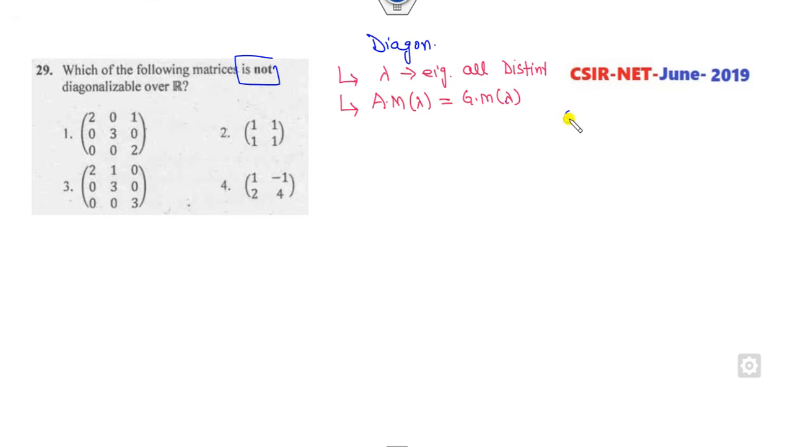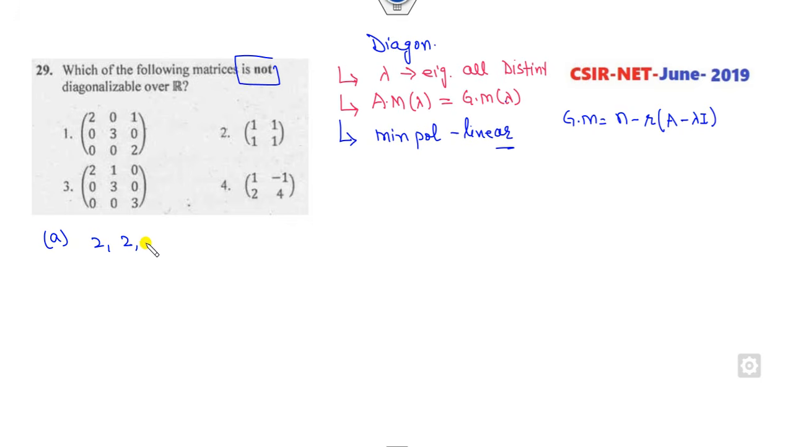How can you find the geometric multiplicity? It is n minus rank of A minus lambda I. Third, if you prove that the minimal polynomial is a product of linear factors, then it's diagonalizable. Now we will check the first case. What are the eigenvalues of the first option?